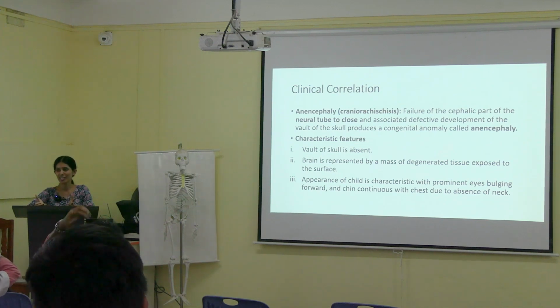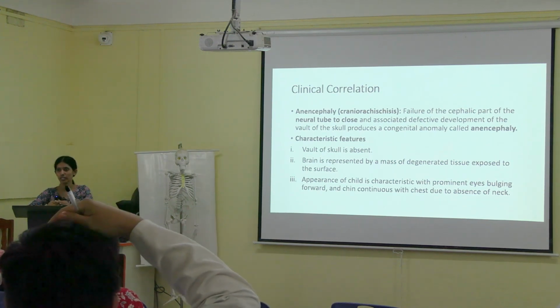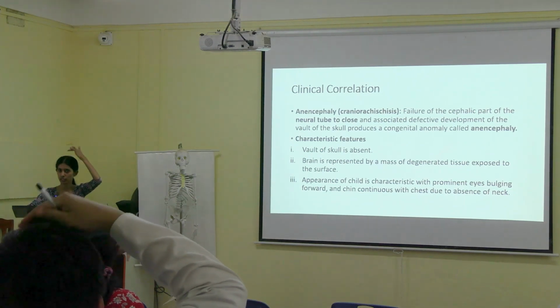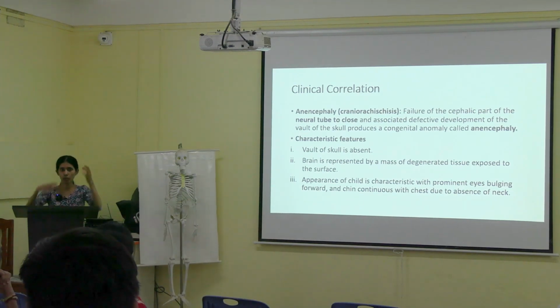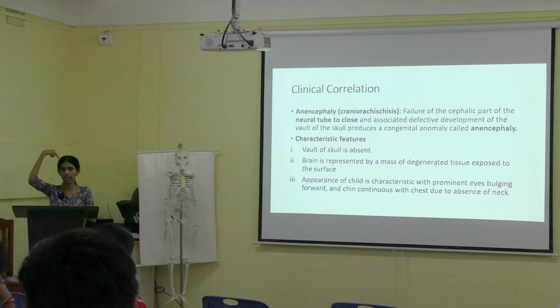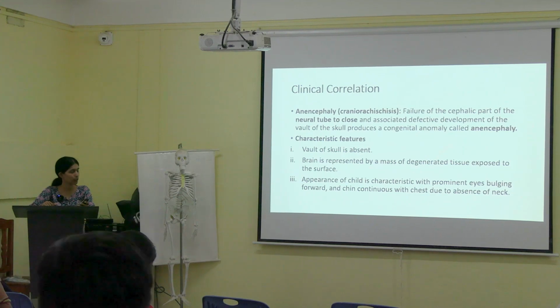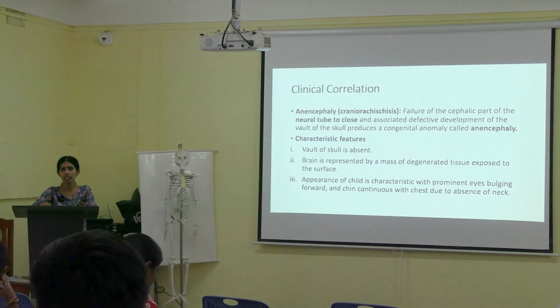Where is the vault of your skull then? Which part is called the vault? This part. This whole area, from the top view, is called the vault of the skull. So if a baby is suffering from anencephaly, the vault of the skull will be absent.